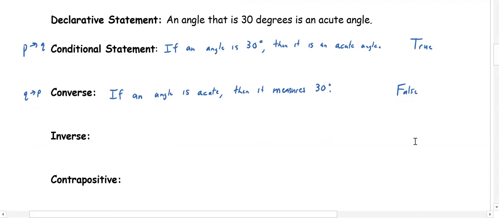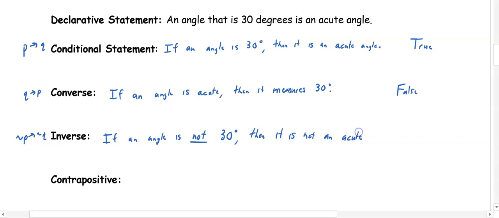An inverse operation keeps the same order as the conditional, but it takes the opposite. So because these are both positive statements, we're going to negate them by adding a not in. So if an angle is not 30 degrees, then it is not an acute angle. Okay, so notice that we negated both of them by putting not in. This statement is also false because just because our angle is not 30 degrees doesn't mean it's not acute, because we still have lots of other angle measurements to make it acute.